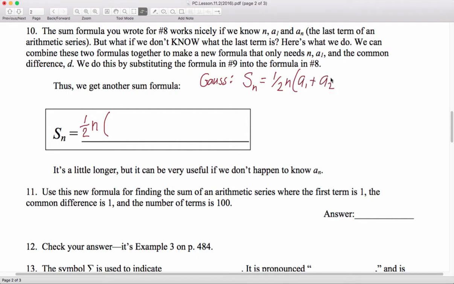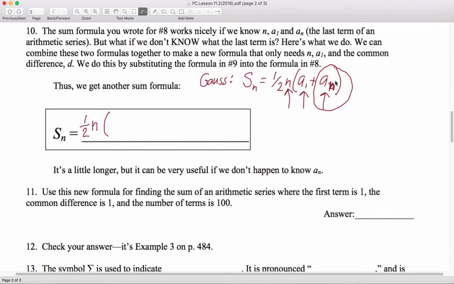So that's Gauss's formula. But of course, that's great as long as you know how many terms you have, and you know the first term, and you know the last term. But it is possible that maybe you would not know the last term. Maybe you just know the beginning, and you know how many terms there's going to be, but you don't know the end. Maybe it's so big or so long that you don't really know the last term.